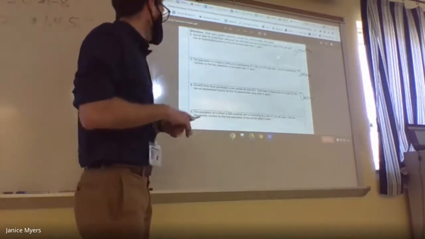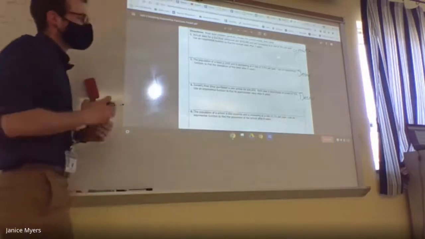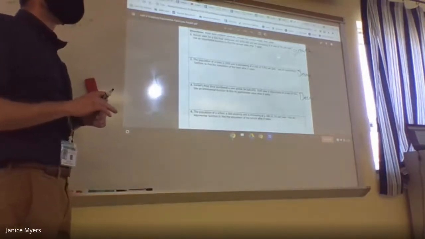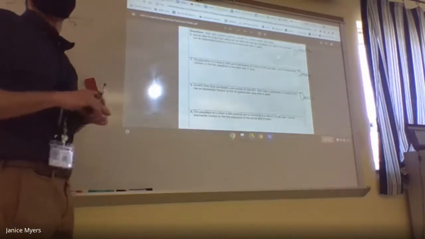All right. Number 4, the population of a school is 800 students and is increasing at a rate of 2% per year. What are we going to be using for that one? Growth. Yep.